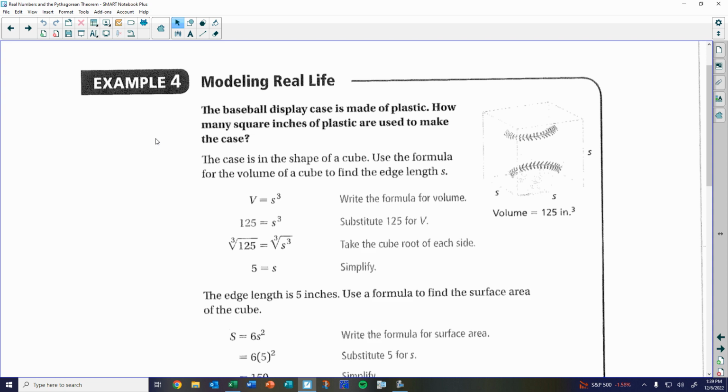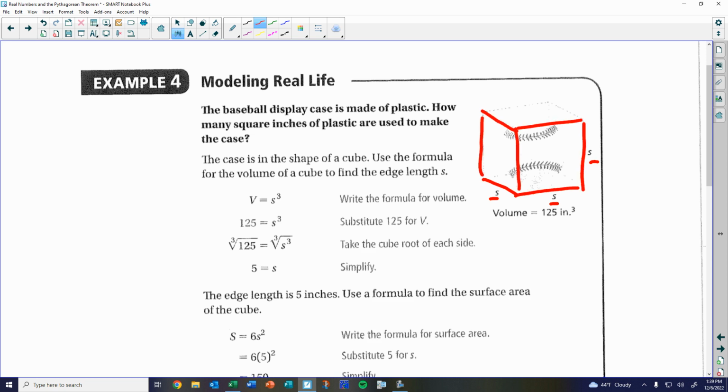So it says a baseball display case is made of plastic. How many square inches of plastic are used to make the case? So what we've got to do first is figure out the side lengths of this cube, which you can barely see here. And it's got a baseball in it. So to find the side length, you're going to cubic root 125 to get 5.